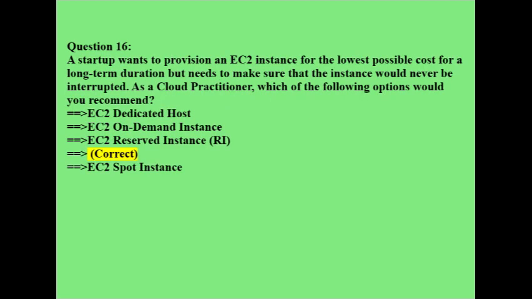Question 16. A startup wants to provision an EC2 instance for the lowest possible cost for a long-term duration, but needs to make sure that the instance would never be interrupted. As a cloud practitioner, which of the following options would you recommend? Option: EC2 dedicated host. Option: EC2 on-demand instance. Option: EC2 reserved instance, RI. Option: EC2 spot instance. Hence correct answer is Option: EC2 reserved instance, RI.